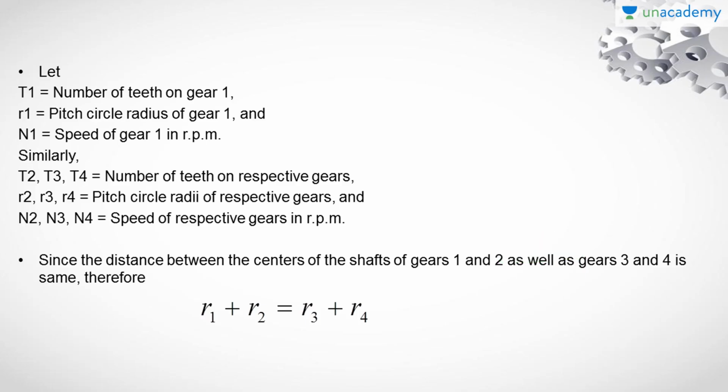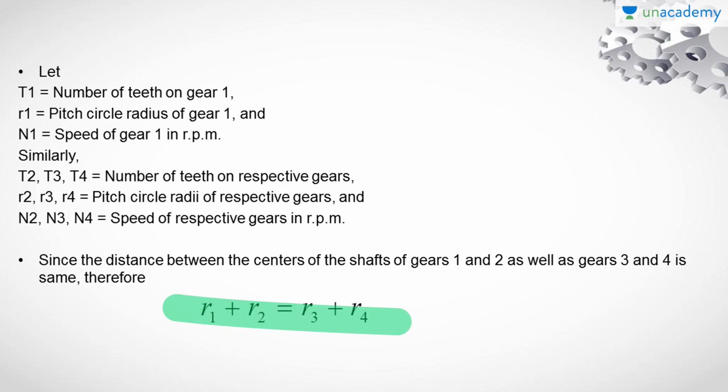So we can say that R1 plus R2 equals R3 plus R4. Okay, so this R1 plus R2 is the center to center distance between gear 2 and gear 1, and R3 plus R4 is the center to center distance between gear 4 and gear 3, which is the sum of their pitch circle radii. So we have this condition for the reverted gear train system.